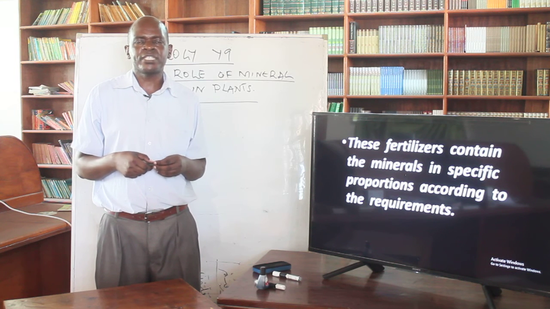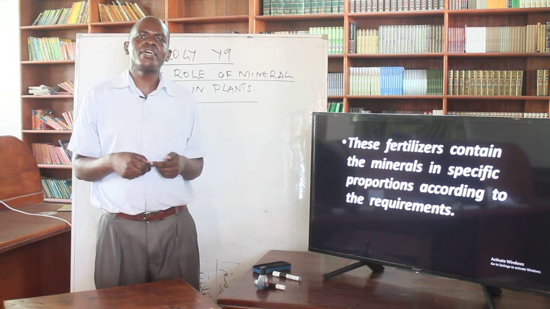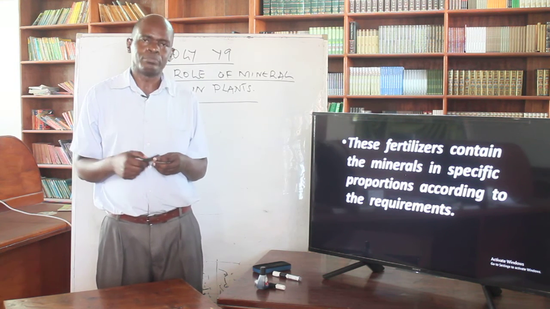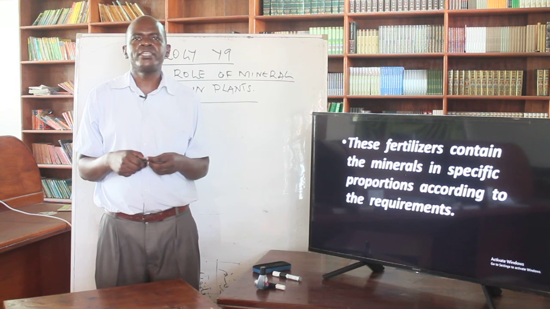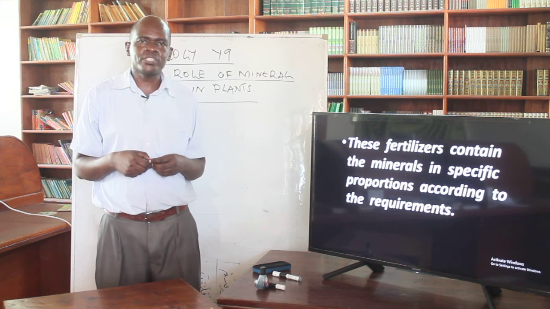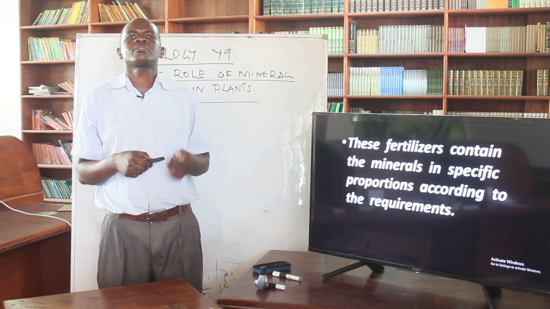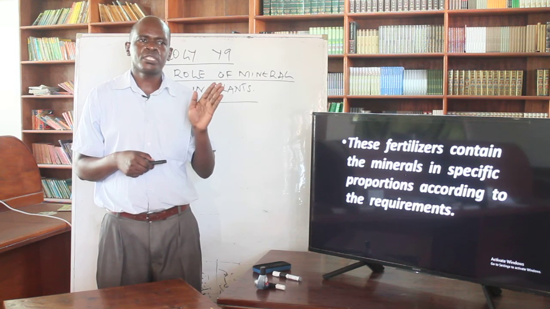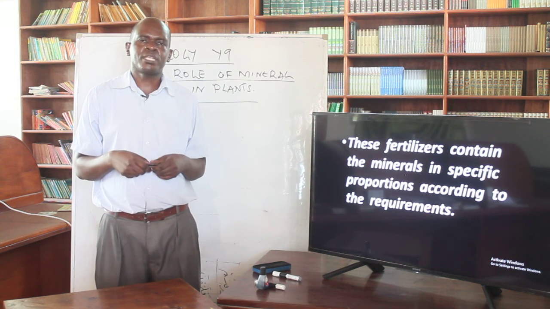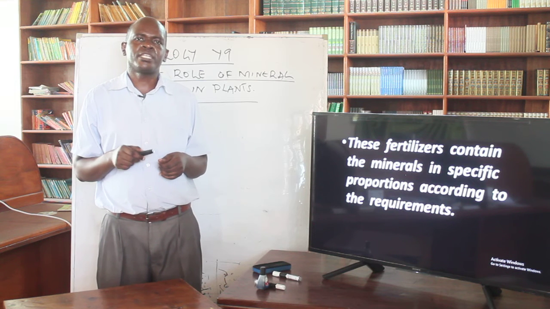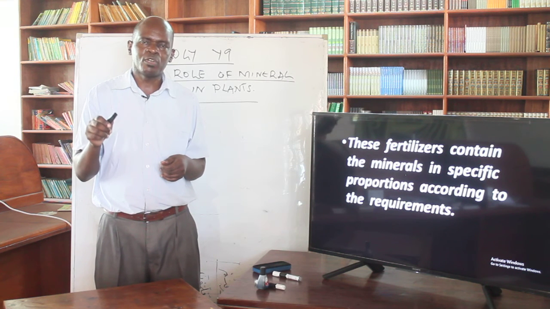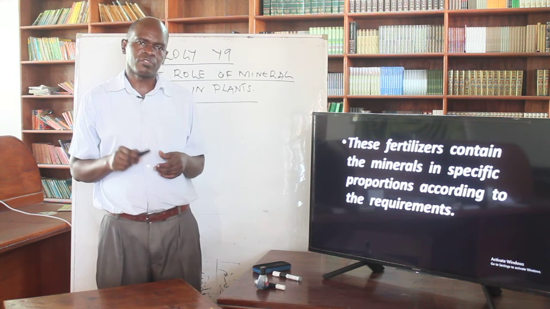That means you will get, for example, the mineral components given in percentage form. You might be given these percentages. They will normally write on the surface or on the bags. For example, they can put this particular percentage of this particular component, this particular percentage of maybe component B, component C, and so on and so forth.